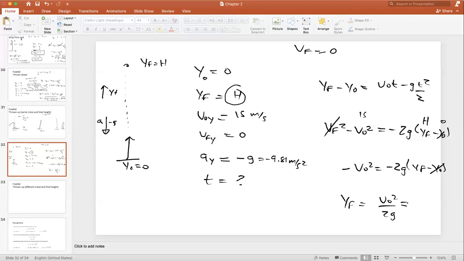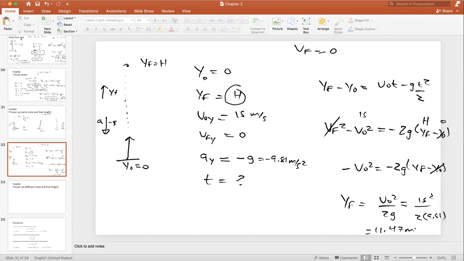Okay? This is, if you want a number, 15 squared over 2 times 9.81. And I would get 15 times 15 divided by 2 times 9.81 is 11.47. So I get 11.47 meters. Does that seem good? Yeah, that's about right. If the acceleration is 10, it'll travel a little bit more than 10 before it changes direction because it's starting at 15 meters per second. That's something you'll just learn.